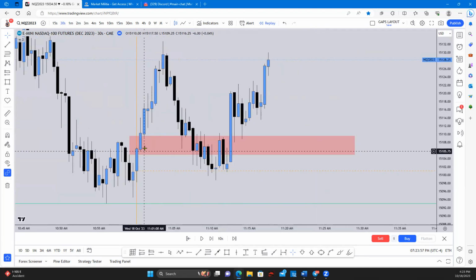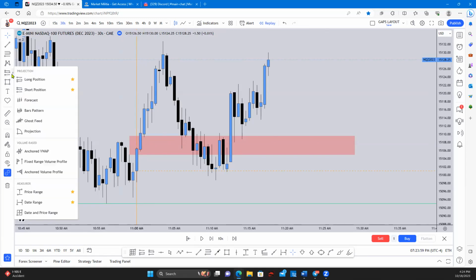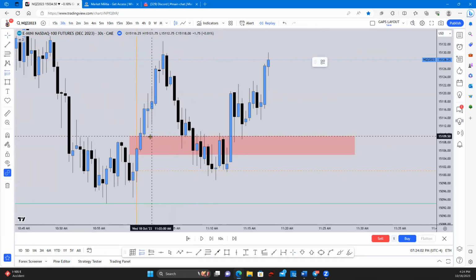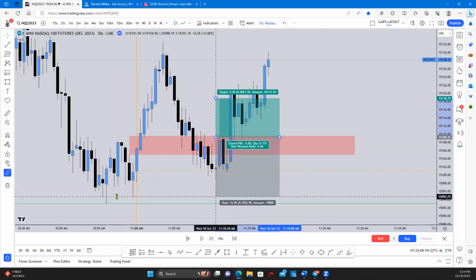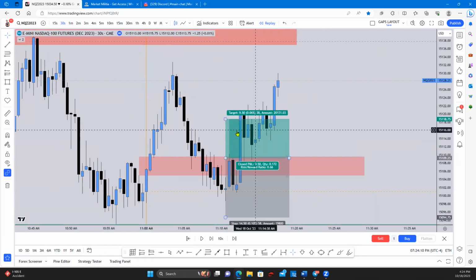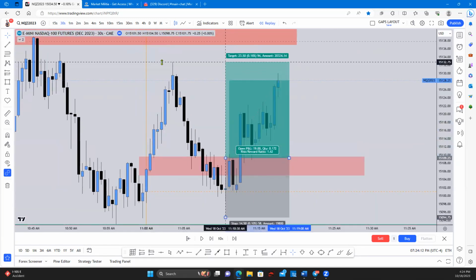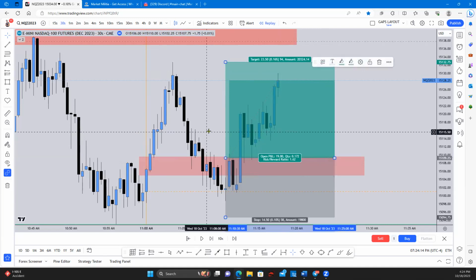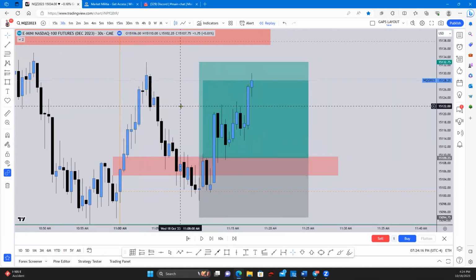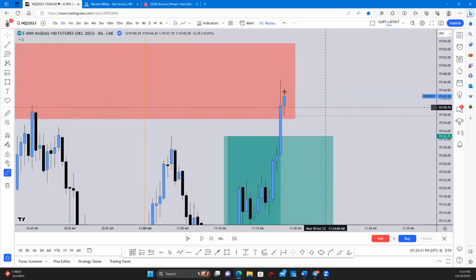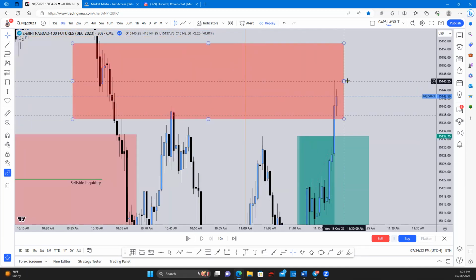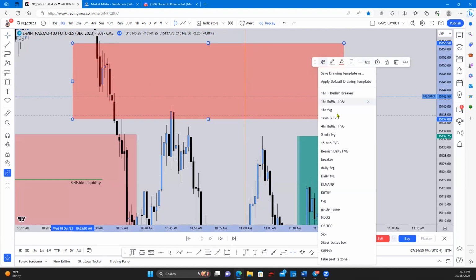So I believe I entered in off of this 1 minute in here and put my stops below this low here. And then just targeted this high there. So was 23 points. And then price just smashed through right back to this 5-minute draw on liquidity.